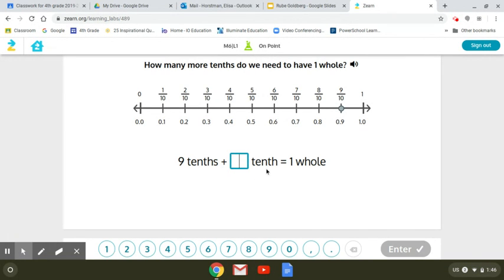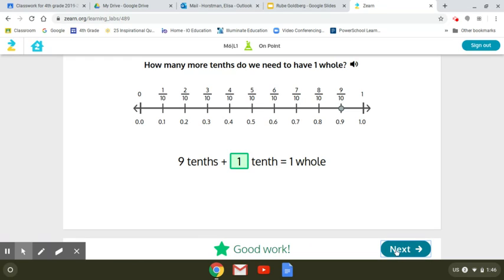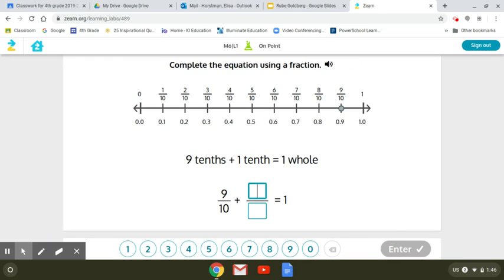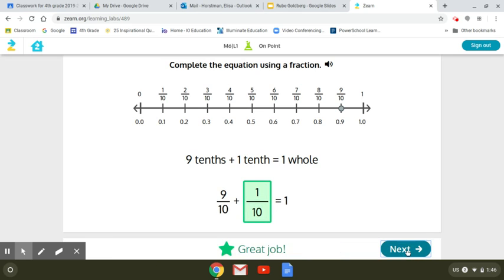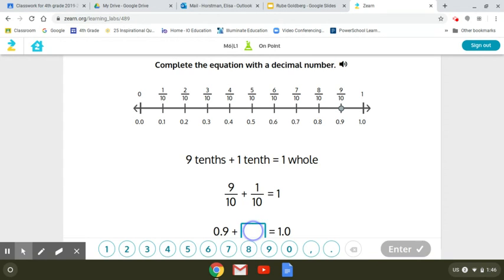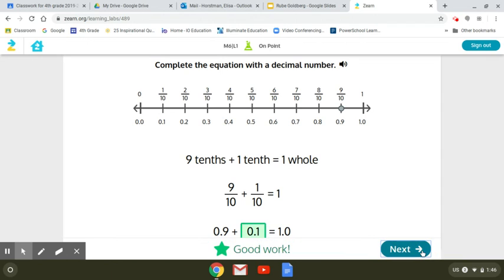Nine tenths. How many more tenths do I need to make a whole? If I'm here, I only need one more tenth to make a whole. So 9/10 plus 1/10 equals 1 whole. 0.9 plus 0.1 is 1 whole.